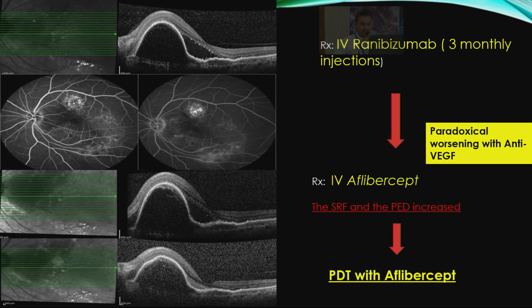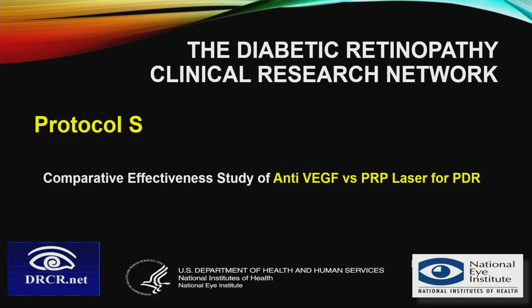So sometimes after switching to a better or potent anti-VEGF, you can have this paradoxical response, and finally had to do a combination treatment with PDT, photodynamic therapy, in combination with aflibercept. So paradoxical response, also worsening, can be seen with anti-VEGF injections in a PCV CNVM context.